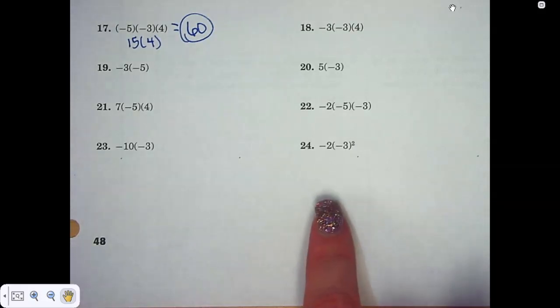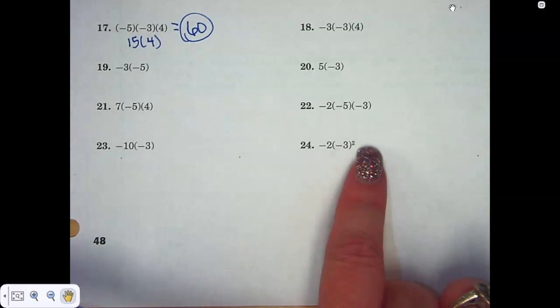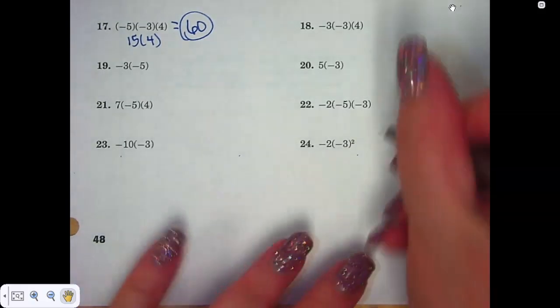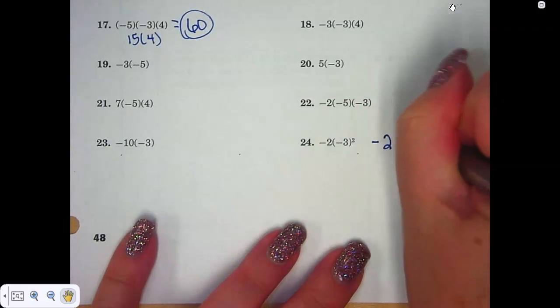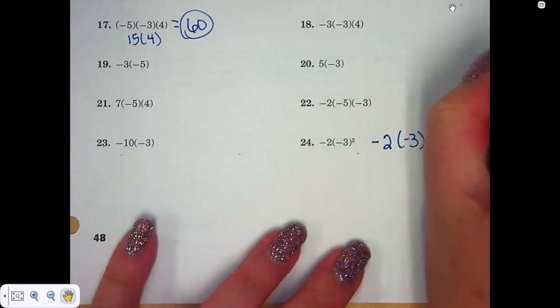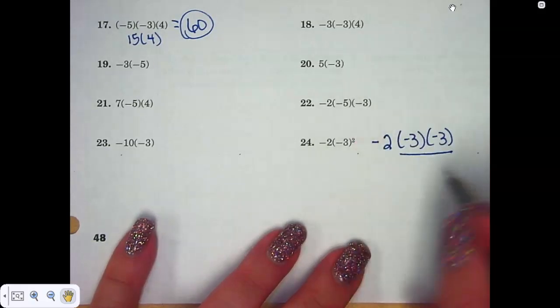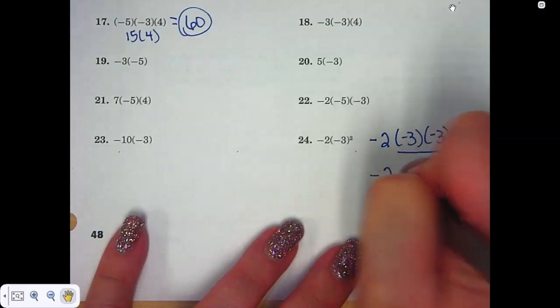Mackenzie? Exponents, right? Parentheses. Well, you do have parentheses, but there's nothing to do inside of it. So then the next thing is exponents. So we're squaring. Are we squaring 3 or are we squaring negative 3? We're squaring negative 3. So that means negative 2 times negative 3 times negative 3. And we have to do this part first because that's the squaring. That's what this means. So negative 3 times negative 3 is positive 9.